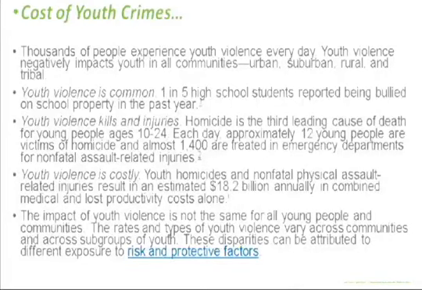Now, that is just in regards to violence. There's a lot of other things that are taking place in regards to crimes that are committed by youth that are non-violent, but it still costs, as we're going to see in a little bit here. It says the impact, last point there, of youth violence is not the same for all young people and communities. The rates and types of youth violence vary across communities and across subgroups of youth. These disparities can be attributed to different exposure to risk and protective factors.